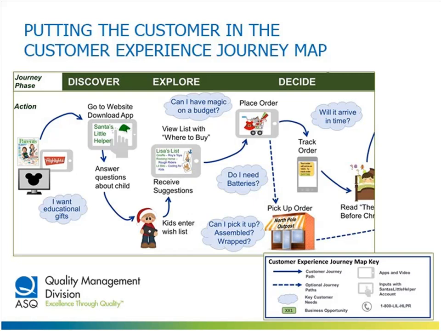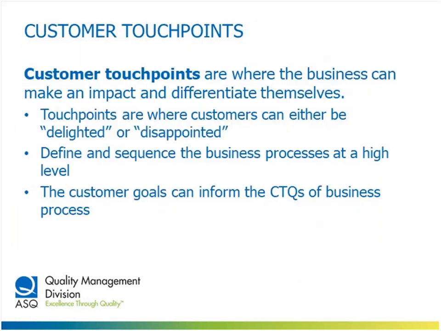Potentially, as an organization, we could assemble it or wrap it for you. You can track the order, those types of things. So a couple of things. The happy paths are the solid lines. The optional paths, and I didn't really call them unhappy, but optional paths that maybe would be taken frequently, or at least could be an opportunity for us to shine a little bit, are the dotted lines. So here are the customer touch points. This is really where the business can make an impact and hopefully differentiate themselves.